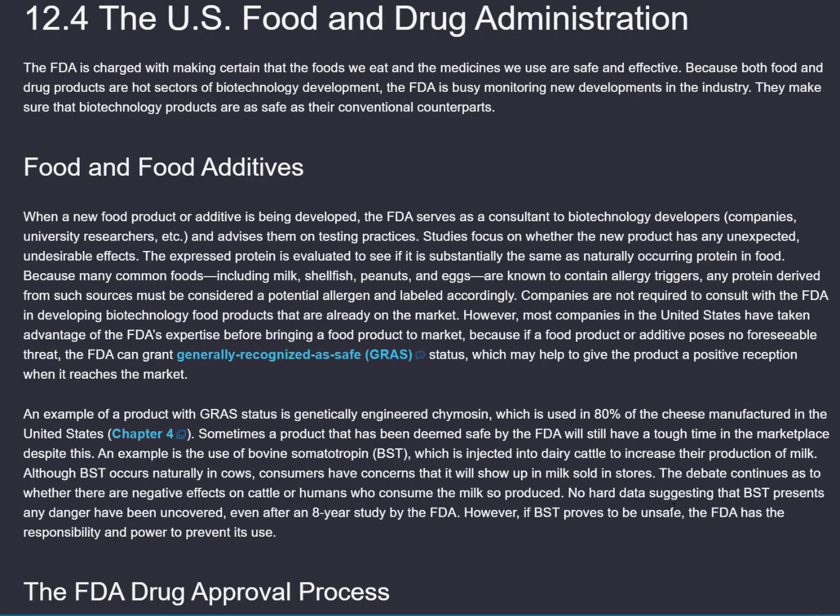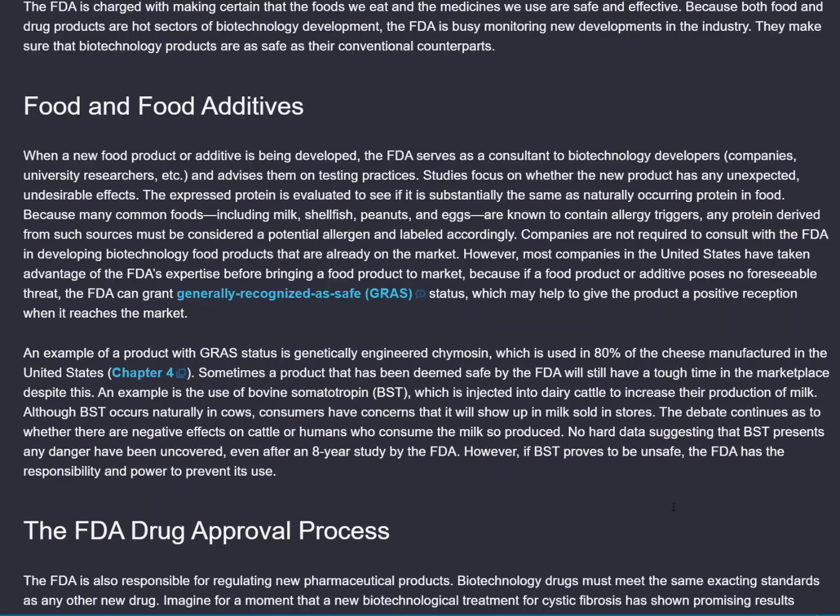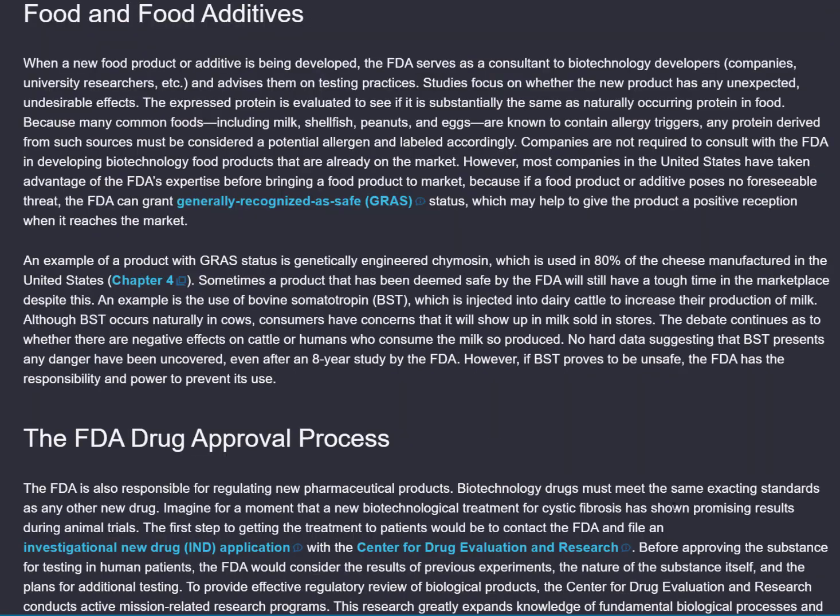12.4 The U.S. Food and Drug Administration. The FDA is charged with making certain that the foods we eat and the medicines we use are safe and effective. Because both food and drug products are hot sectors of biotechnology development, the FDA is busy monitoring new developments in the industry. They make sure that biotechnology products are as safe as their conventional counterparts.